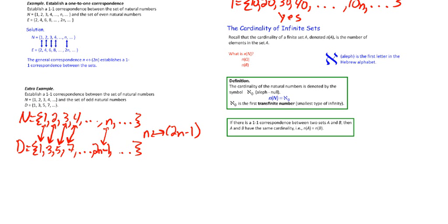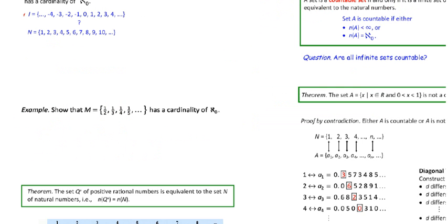This little box here just says if there is a one-to-one correspondence between two sets A and B, then A and B have the same cardinality. So these sets that we showed with our natural numbers have the same exact cardinality, so they would also be alpha null cardinalities. On page 2, the first two examples have us practicing that.